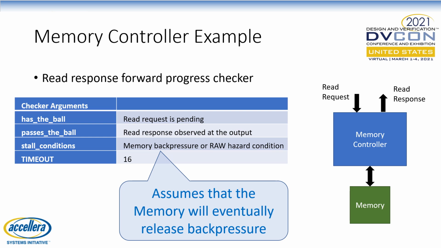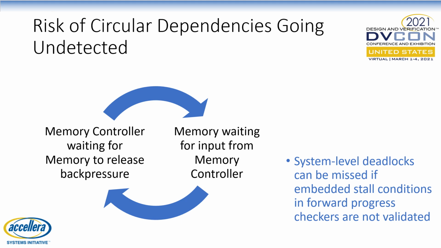By using memory back pressure as a stall condition, we are making the implicit assumption that memory will eventually release this back pressure and allow the transaction to flow again from the controller. However, the risk of deadlock is introduced if somehow it is possible for memory to be in a state where it is waiting for input from the memory controller before releasing the back pressure. Then a circularity could exist where both blocks are waiting for each other to make progress.